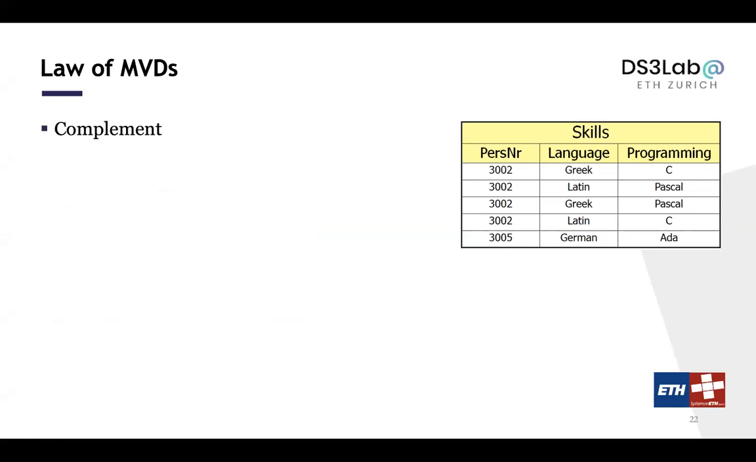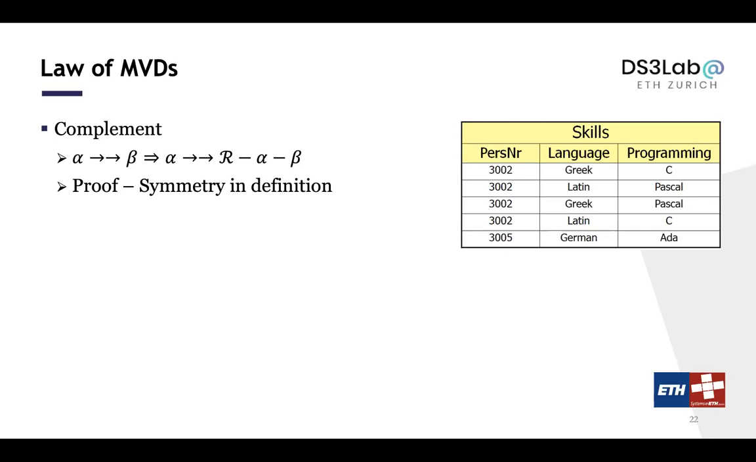And laws of MVD can get more interesting. So let's think about this case, right? Whenever I have an MVD from alpha to beta, I will also have an MVD from alpha to the rest of the attributes that are not in alpha and beta. Okay. So the proof is actually trivial, right? Because if you look at the definition of MVD, you can see it's actually symmetric, right? So this one is very easy to write down.